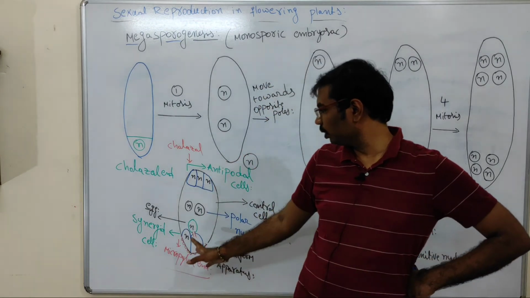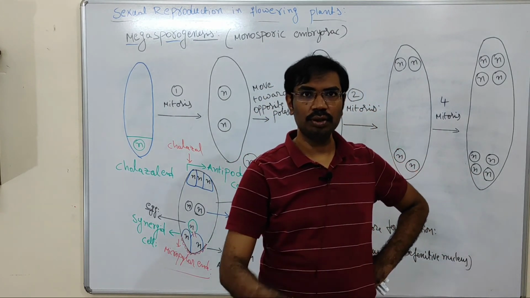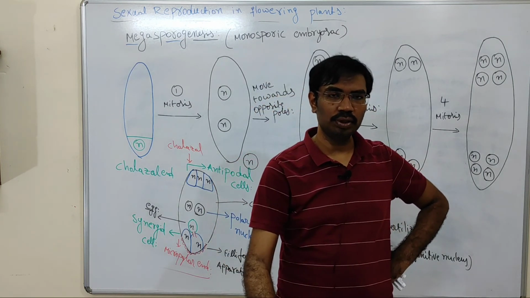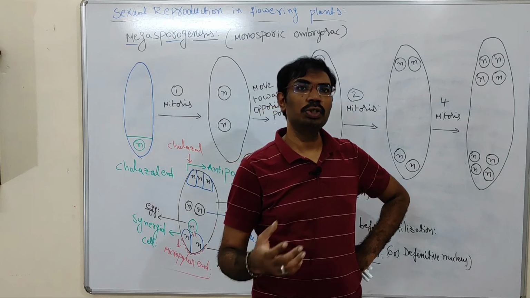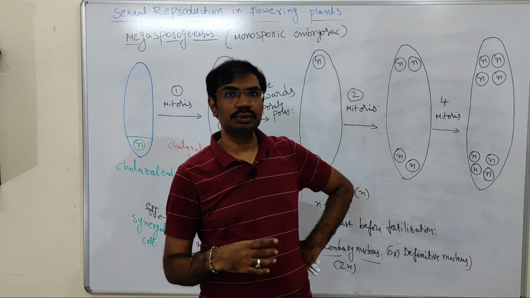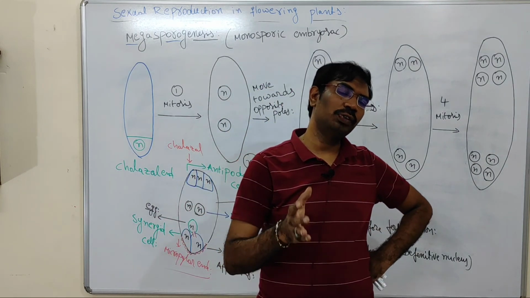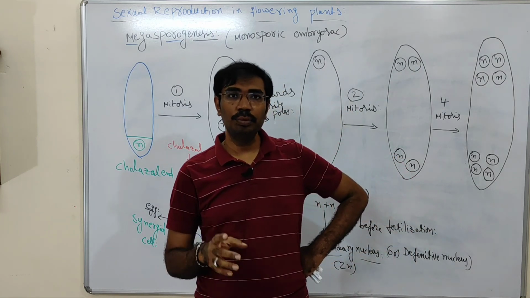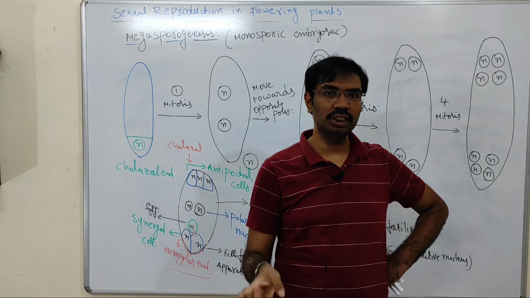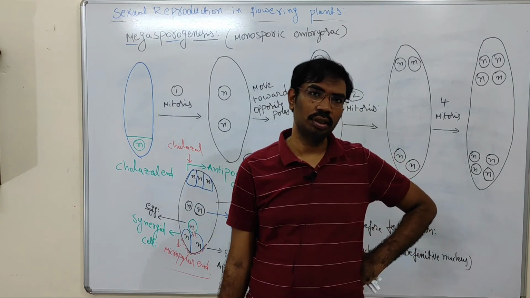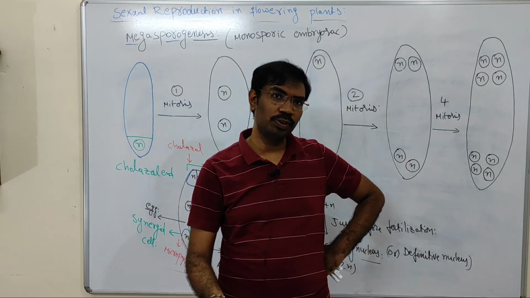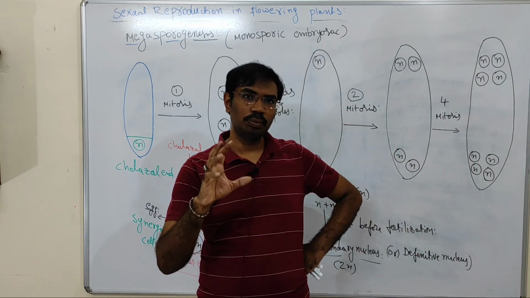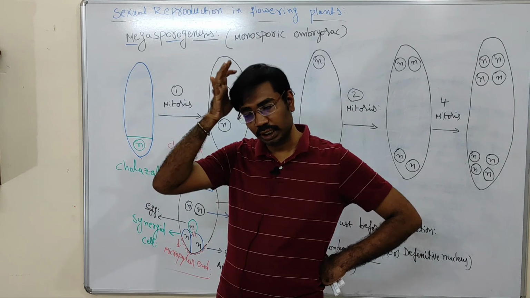So this is embryo sac formation. I will give some extra information also: monosporic embryo sac, disporic embryo sac and tetrasporic embryo sac. A monosporic embryo sac is produced from a single megaspore. If the embryo sac is produced from two megaspores, it is called a disporic embryo sac. Otherwise, if the embryo sac is produced from four megaspores, it is called a tetrasporic embryo sac. I will discuss these types of embryo sac in the next video.